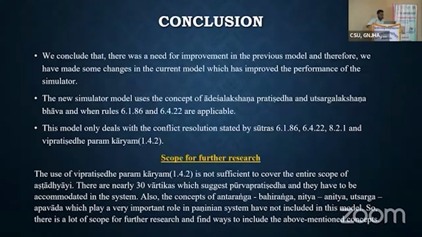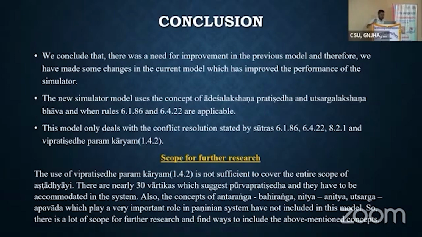So the conclusion is that this model uses the concept of Adesha Lakshana Pratishedha and Utsarga Lakshana Bhava, where Shatvatukor Asiddha and Asiddhavat Tatrabhat are applicable. This model deals with the conflict resolution stated by the sutras Shatvatukor Asiddha, Asiddhavat Tatrabhat, Purvatra Asiddham, and Vipratishedhe Param Karyam. So what is the scope for further research in this model?